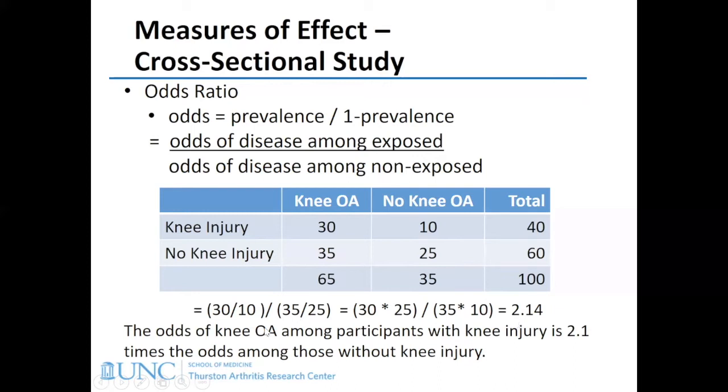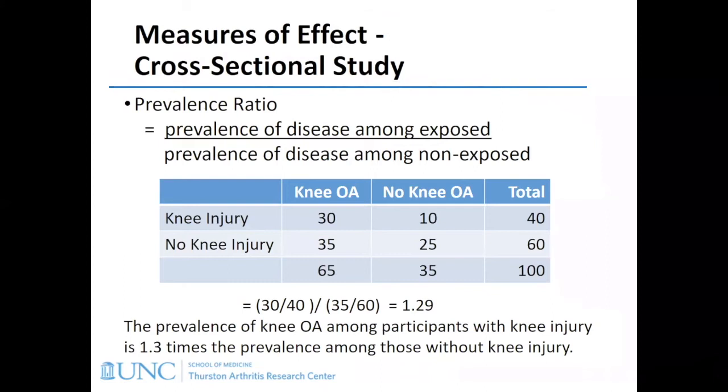And then similar to what you saw in the previous slide of how we interpret that, we would say the odds of knee OA among participants with knee injury is 2.1 times the odds among those without knee injury. And one thing I want to point out here, so you may have noticed that we got different numbers. So the prevalence ratio is 1.29. Yeah, that shows a positive association, but it's not a very strong prevalence ratio.